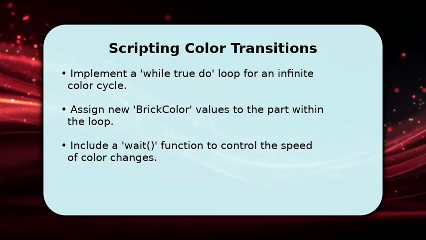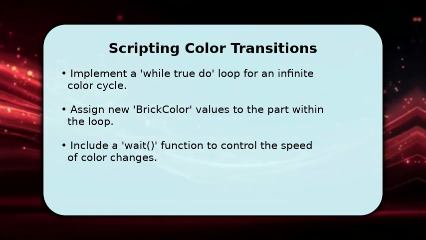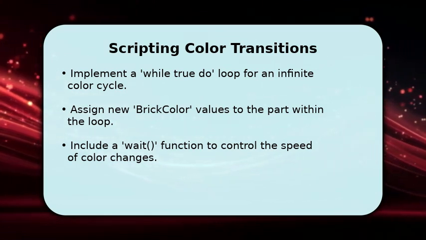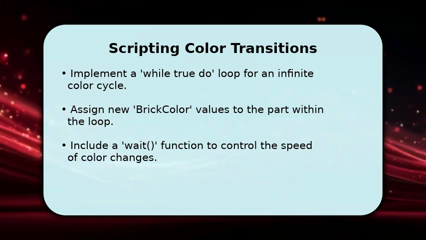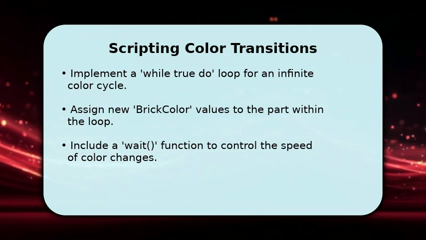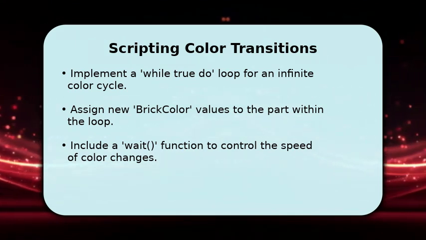To make your part change color, you'll use a while true do loop in your script. Inside this loop, you'll set the part's BrickColor property to different colors, one after another. Remember to add a wait function between each color change. This pause determines how quickly the colors transition, allowing you to adjust the speed to your preference.